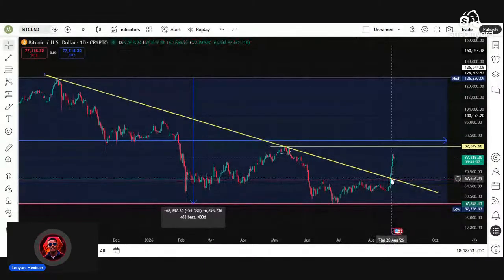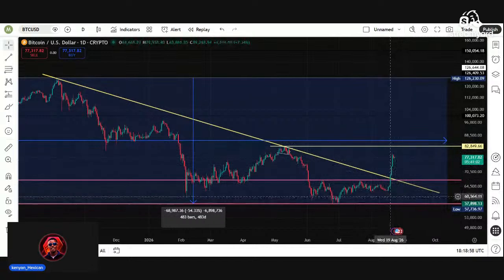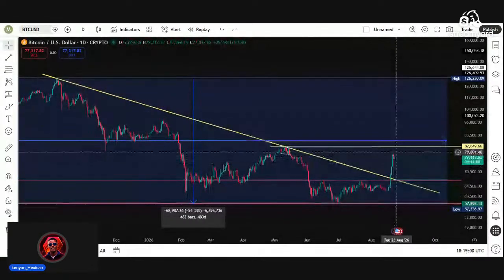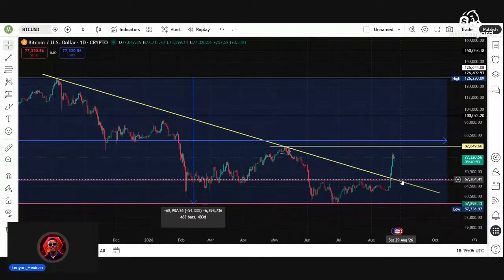This fifth point is the one that is bringing a lot of fuss, because now Bitcoin has broken out, and we are looking for it to maybe retest this zone around 67,520, and after that price will keep going up.